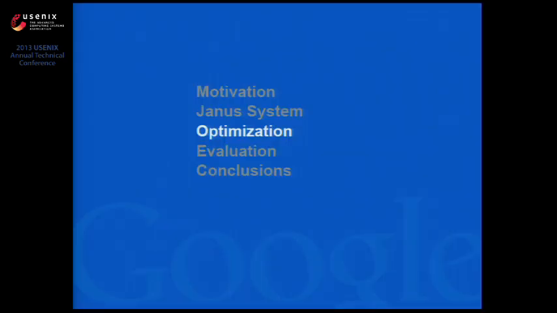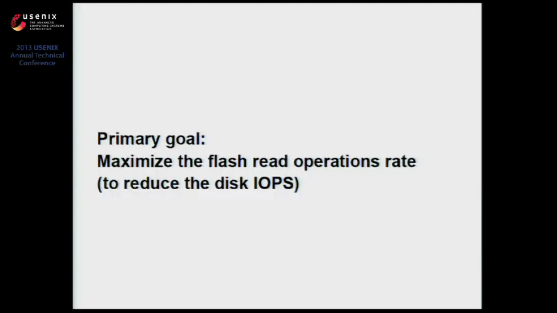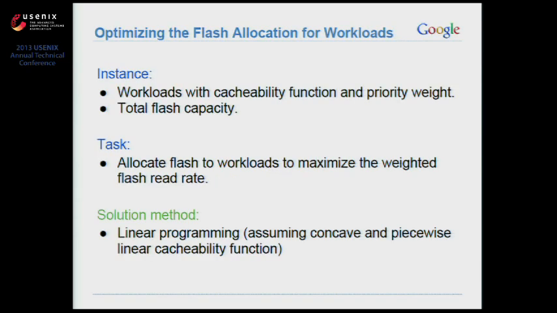This is just the input to the main optimization problem, to the allocation of the flash to the workloads. The primary goal is to maximize the flash read operation rate to reduce the disk IOPS. That is what sometimes forces us to not use disk to the full capacity, because there are just too many IOPS. So the problem is formally defined as here.